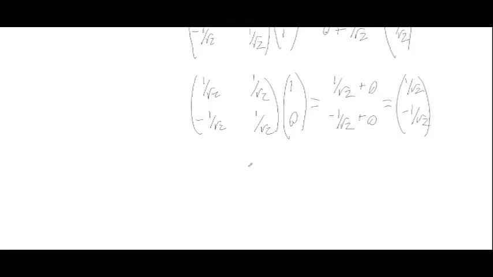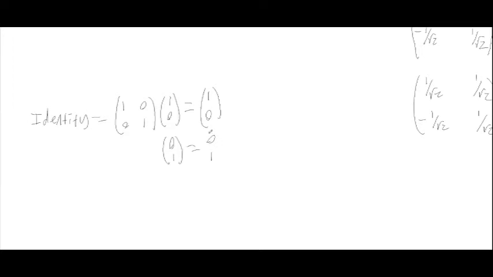And so we can also look at this idea of what's called the identity. So identity. And this is just a matrix that will give you back exactly what you had. And I'll just say right now that it's going to be 1, 0, 0, 1. Because if we multiply this by 1, 0, then we will just get 1, 0. And if we multiply it by 0, 1, we will just get 0, 1.